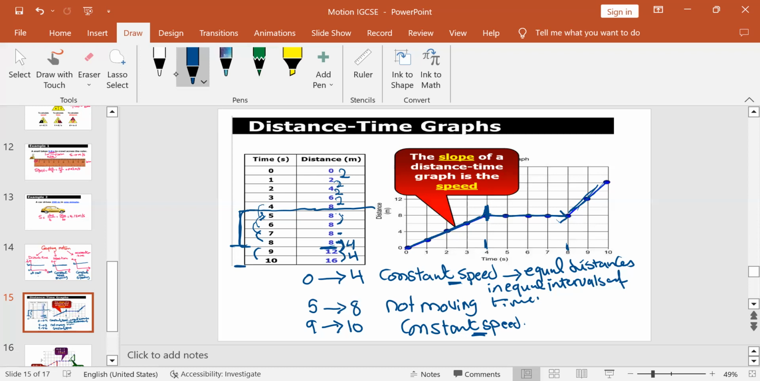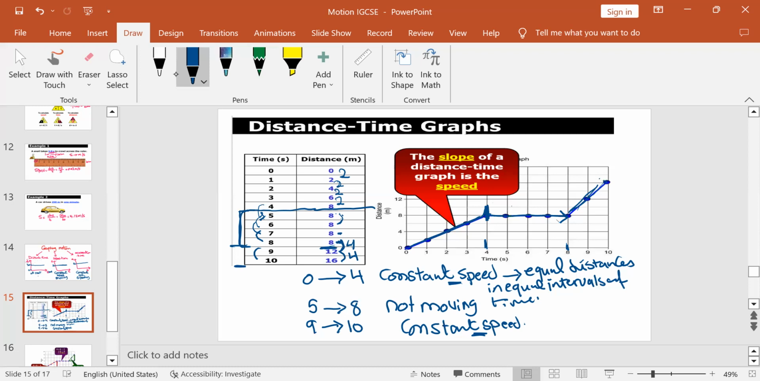Why is the body at rest? Because the body doesn't change its position as time passes. From 8 to 10, the body is moving with constant speed but higher speed.